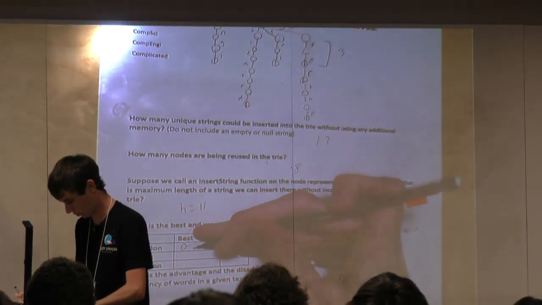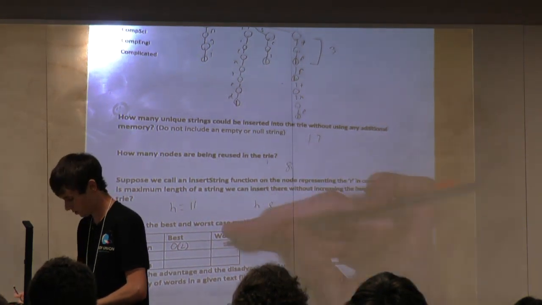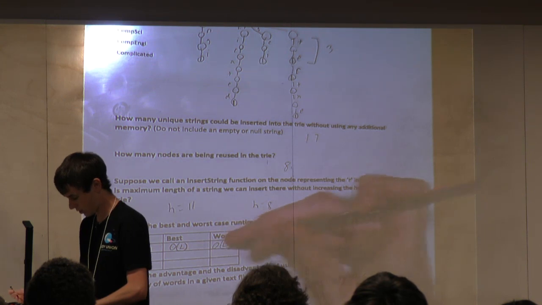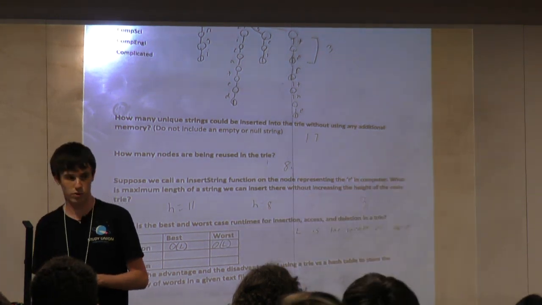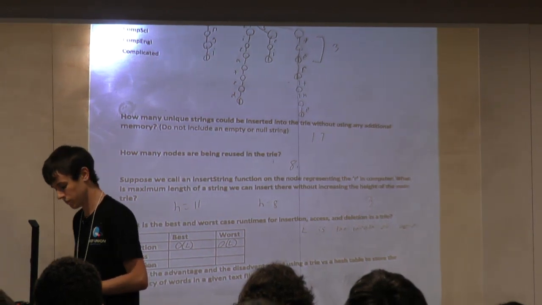So in this case, we'll say our order is order L, where the L is the length of the word. And that will also be our worst case, right? Because no matter what, there will never be a case where we're going through more nodes than the length.